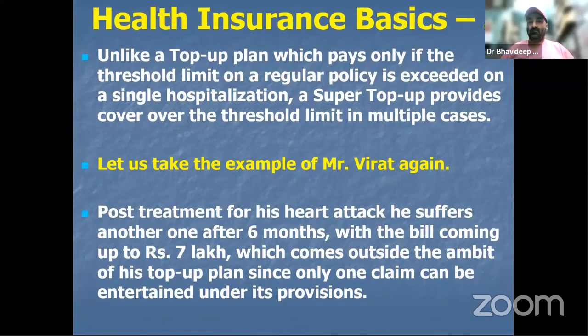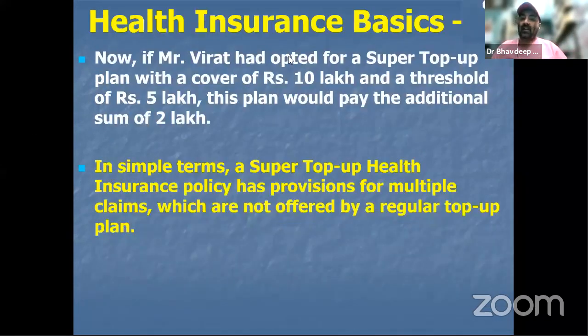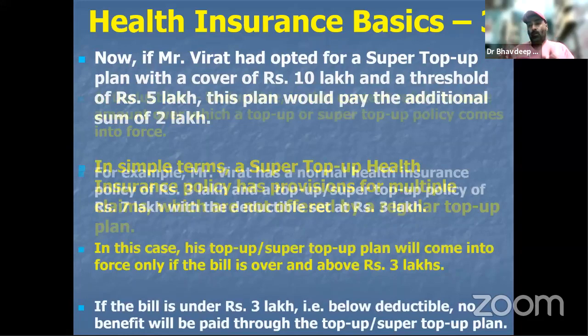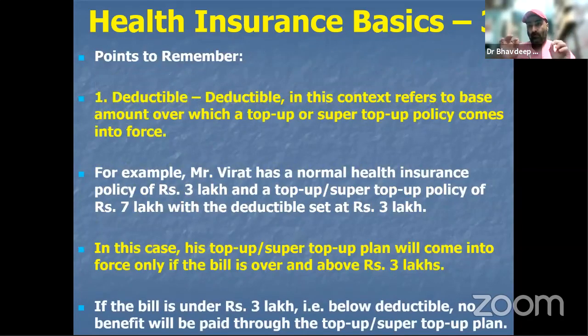How? Let's see. So if you have a super top up of another 10 lakh, again, a threshold of 5 lakh, the plan would pay the additional sum of rupees 2 lakhs. Again, deductible is 5 lakh and your threshold is 5 lakh. So it will be paying that. So it has provisions for multiple claims also, which are not covered by a regular or a top up plan. So try to understand. What are the points to remember in the top up and super top up? It's not finished yet. I'll be giving you a few more examples.